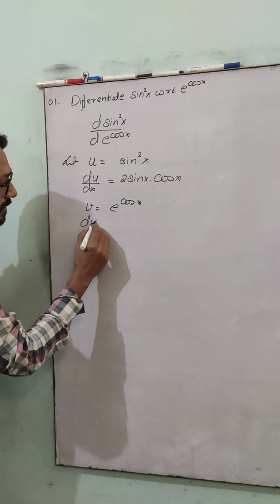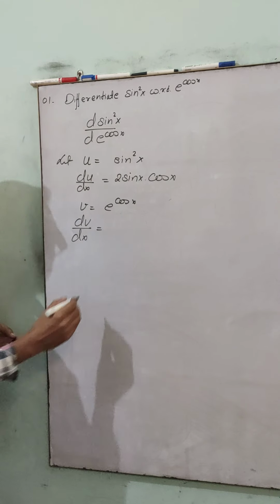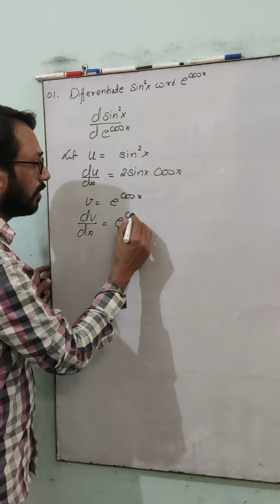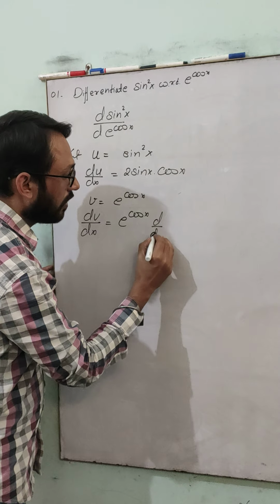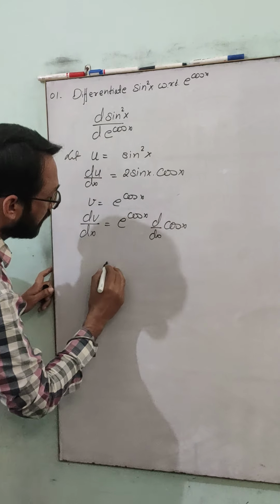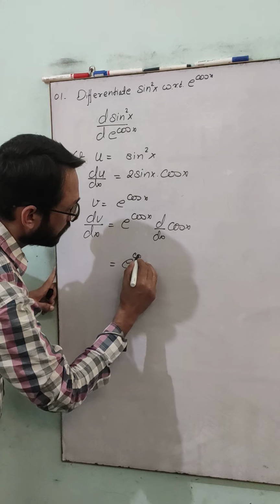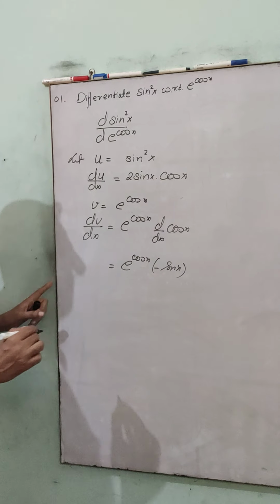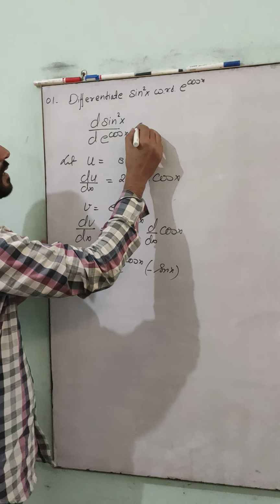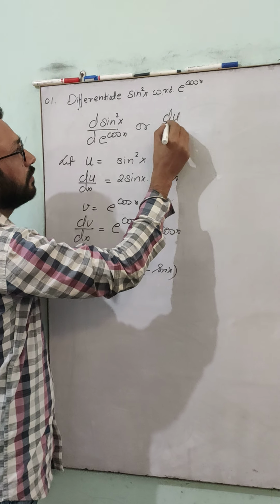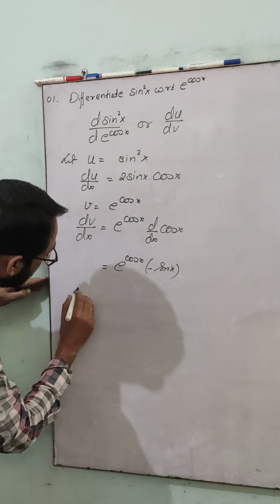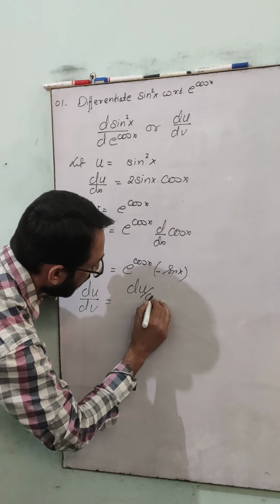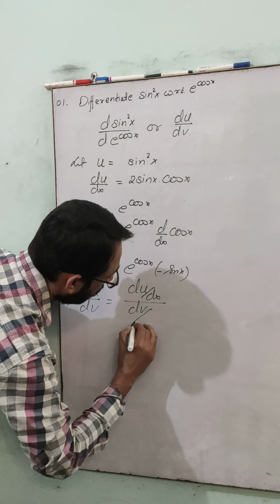Now dv/dx. The differentiation of e^x is e^x, so it is e^(cos x), and then the derivative of cos x, which is minus sin x. Now what we need to calculate is du/dv, which equals du/dx divided by dv/dx.